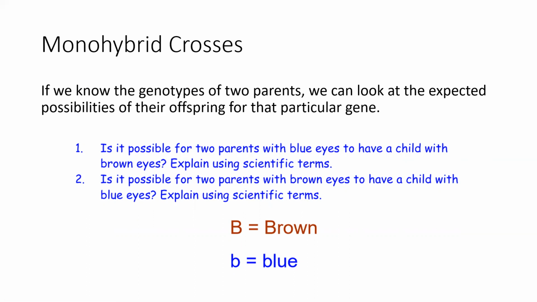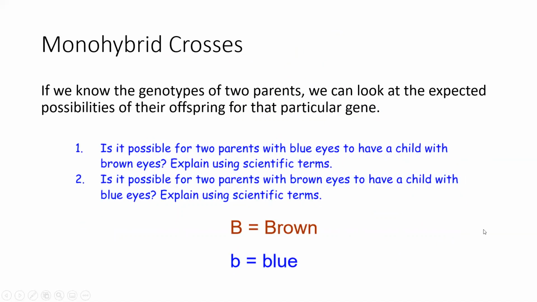And what we're going to do is look at two questions. One, is it possible for two parents with blue eyes to have a child with brown eyes? And we're going to have to explain the answer. And then secondly, is it possible for two parents with brown eyes to have a child with blue eyes? And again, we'll have to explain the answers. So we'll deal with these two questions separately. Let's have a think about number one. Keep in mind that brown is dominant, so it's big B. Blue is recessive, so it's little b.